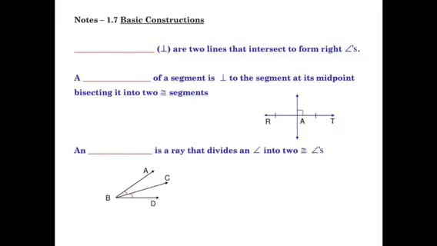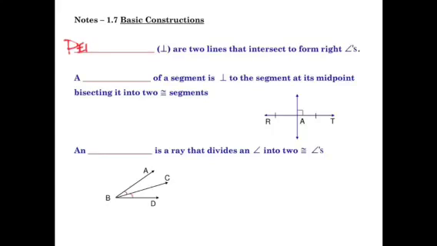Okay, we're going to talk about some basic constructions. Constructions are traditionally done with a straight edge and compass. We'll also use patty paper sometimes to help us visualize constructions. But let's start with some terminology before we break out the tools.